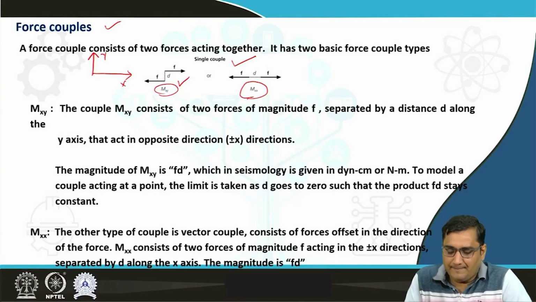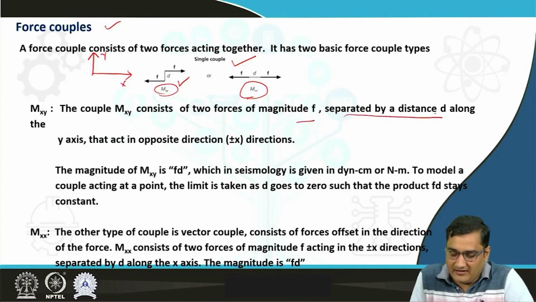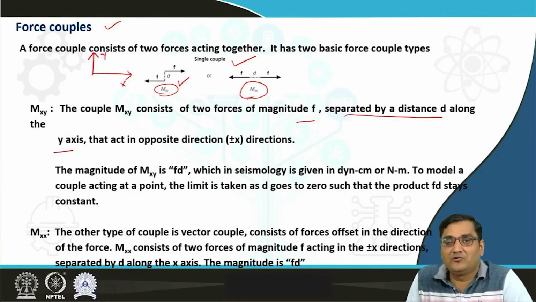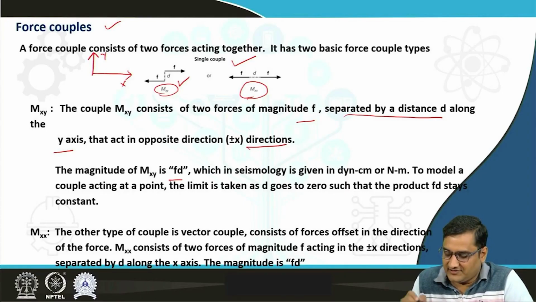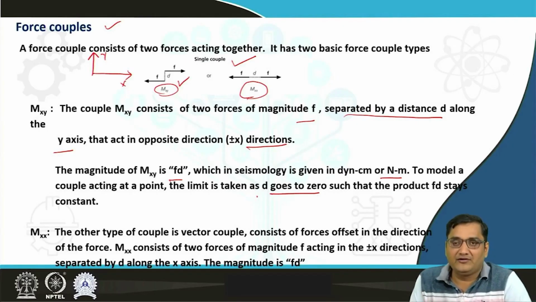So Mxy is basically the couple, consisting of two forces of magnitude f separated by a distance d along the y-axis that act in opposite plus and minus x directions. The magnitude of Mxy is fd, which in seismology is given in dyne-centimeter or Newton meter. To model a couple acting at a point, the limit is taken as d goes to 0. That means in case the couple is acting at a point, you can take d as 0 such that the product fd stays constant.